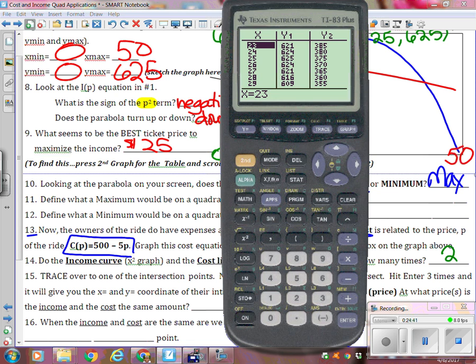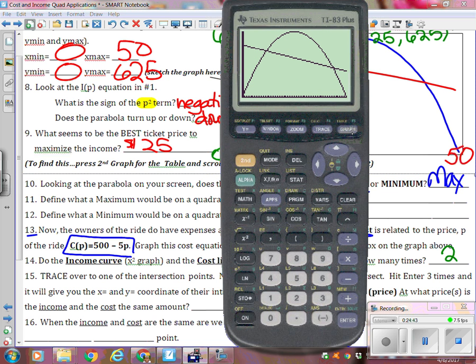All right, on your graph again. Let's go to the graph. Everybody press graph. We're going to do intersection. Trace. How many times do the two graphs touch each other? Twice. Okay, let's go back to the first one, the closest to the left.